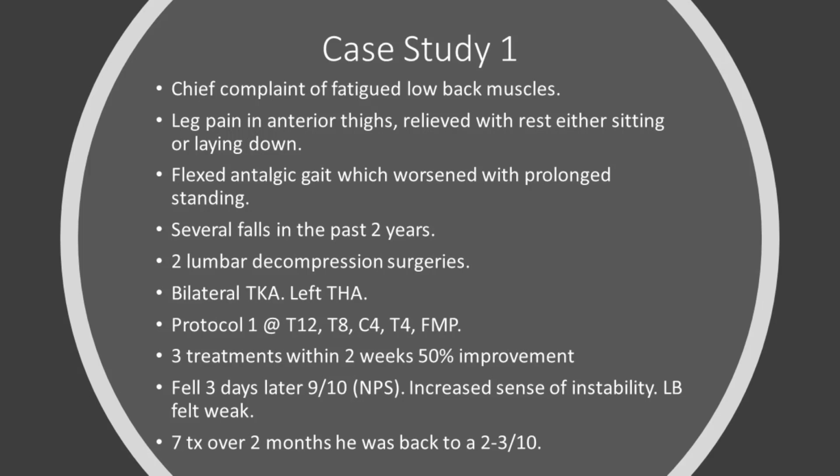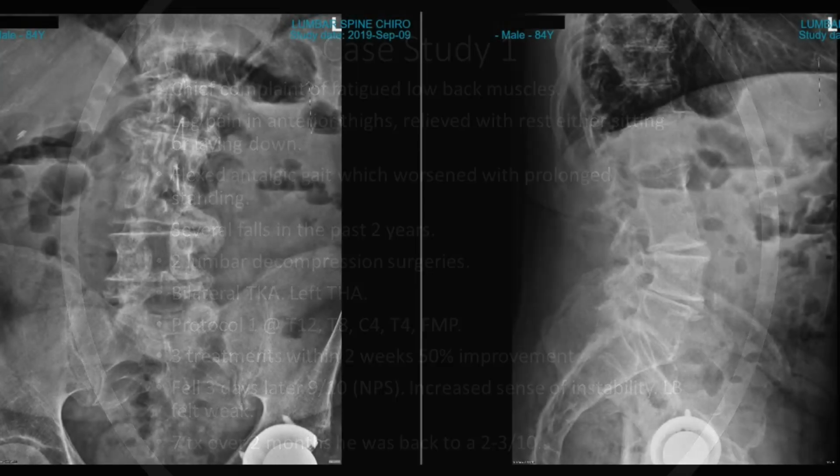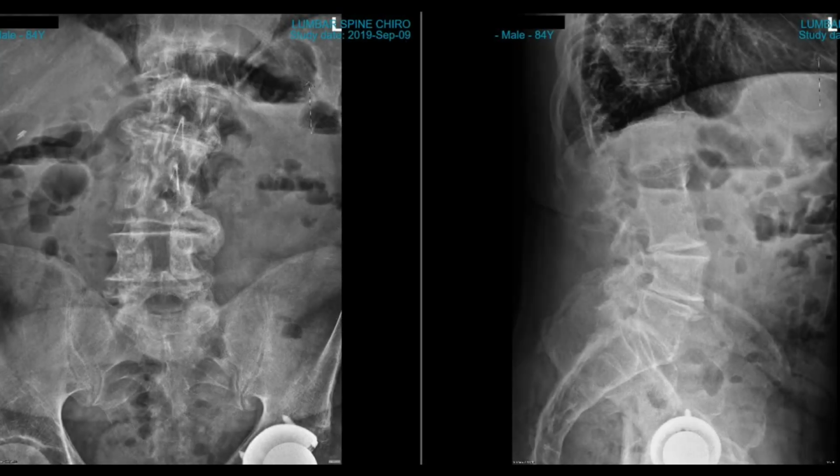So we did protocol 1 on him, lumbar spine. My contact points based on his x-rays, which you can see here, were T12, T8, cervical spine, we did foramen magnum pump and contacted C4 and T4. Within 3 treatments over 2 weeks, he had 50% improvement.